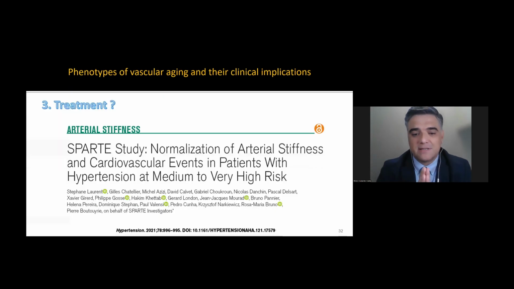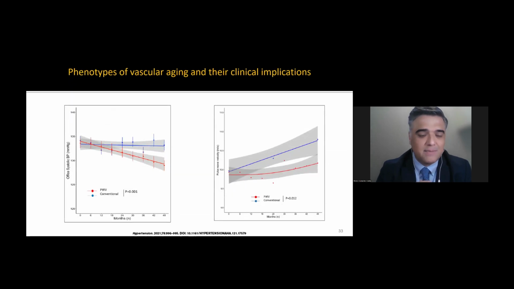So what about treatment? Is there already enough evidence to show us that different phenotypes of cardiovascular aging should be treated? This is a very tricky question, and I will show you the existing evidence, which has been growing over the years, and I hope that can shed some light on how to use arterial stiffness to better treat your patient. As you know, the SPARTA study has been one of the most important studies that has been done in the past few years.